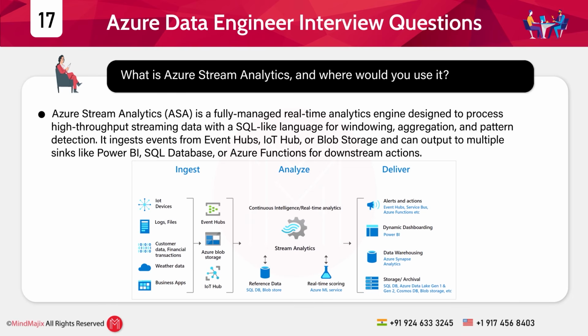ASA is ideal when you need low latency processing with simple to moderately complex queries. Examples include real-time telemetry monitoring, anomaly detection, or live dashboards. ASA supports sliding, tumbling, and hopping window constructs, which are useful for computing rolling aggregates like per minute averages, and it can integrate with ML models for scoring.